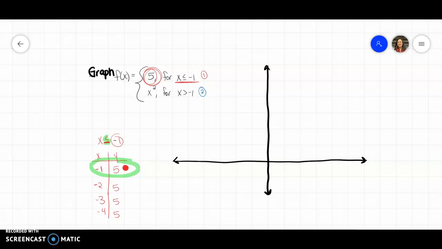1, 2, 3, 4, 5. And then I have -2, 5, -3, 5, -4, 5, and I can see my pattern. It's going to go this way forever, and it's kind of going inside of my equation there. So I'm just going to stop.